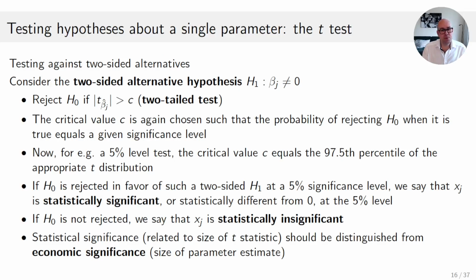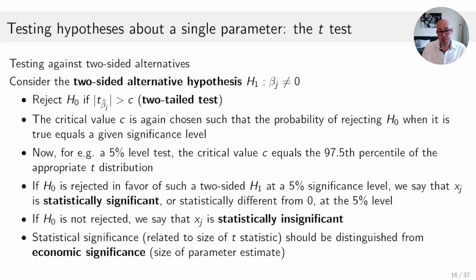Now, these were one-sided tests. We can also do two-sided tests, so testing against two-sided alternatives. So the null is the same as before: beta j is equal to 0. The alternative would then be that beta j is not equal to 0. We're going to reject the null, therefore, if the absolute value of the t-statistic is bigger than c, and that's going to be the two-tailed test.